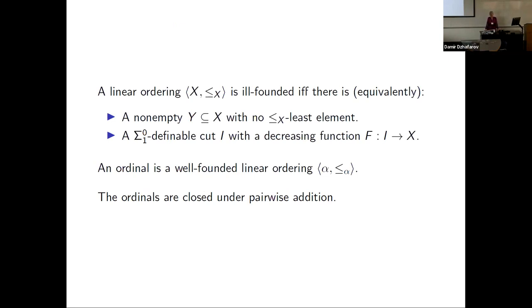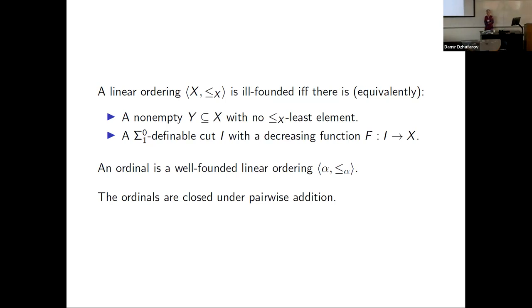So first of all, what is an ordinal? An ordinal, again, if you're a set theorist, is the canonical representative of a well-ordered order type, but we don't necessarily have canonical representatives. So an ordinal is just going to be a well-founded linear ordering. There are two ways of defining well-founded. One is that any non-empty subset has a least element. The other is that there is no decreasing function mapping a sigma 0 1 definable cut into the ordering.